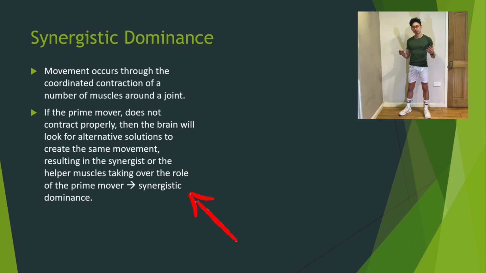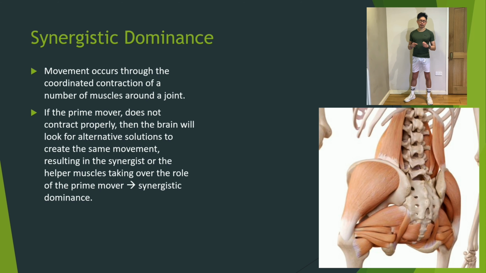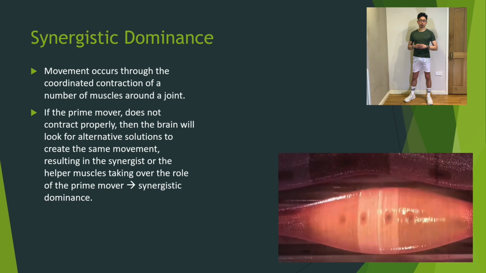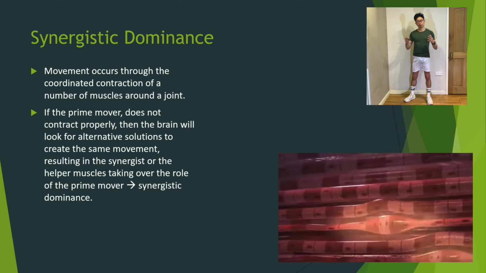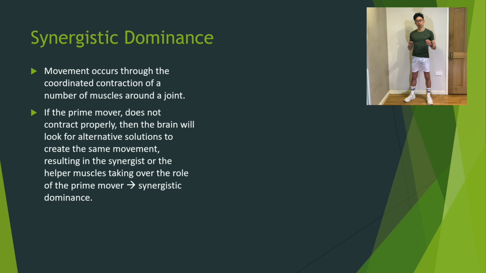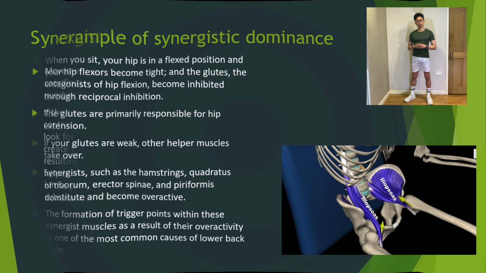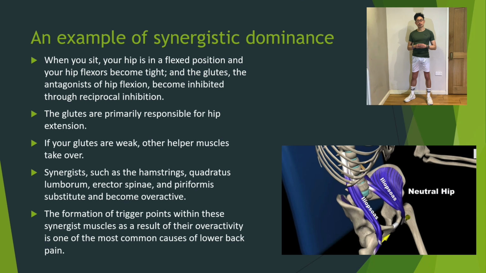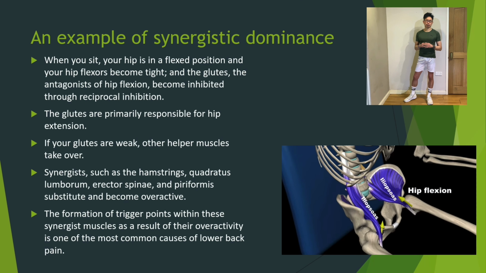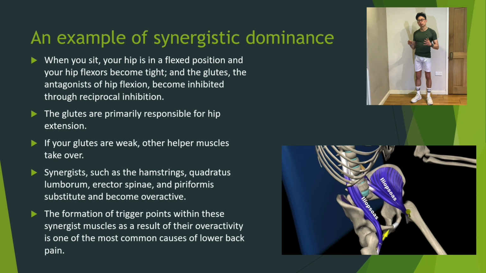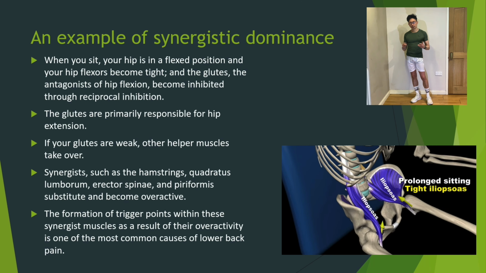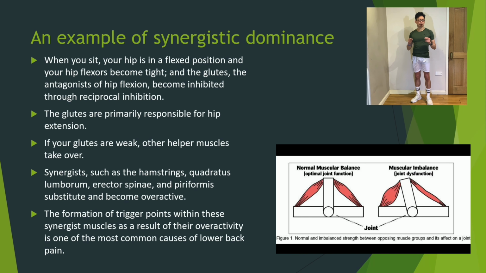This is a temporary solution to ensure that the correct movement occurs, but the synergists are not designed to be the agonists, and they are less effective. Over time, this can lead to dysfunctional movement patterns and formation of trigger points in these muscles due to overexertion, which can result in injury and pain. Our bodies are very efficient and will adapt to any stresses that we place upon them. When these stresses are balanced, the body will remain balanced. Dysfunctions can start with muscle imbalances.